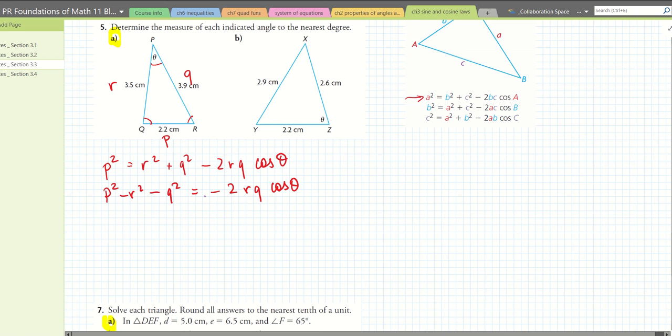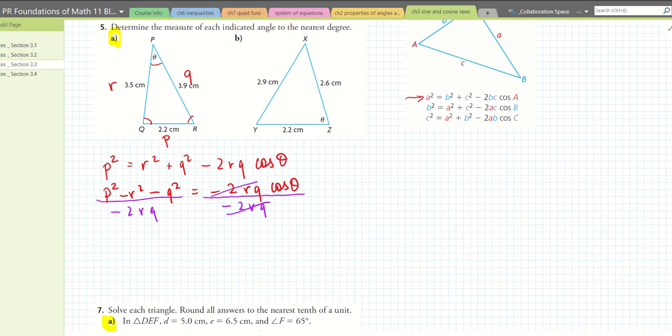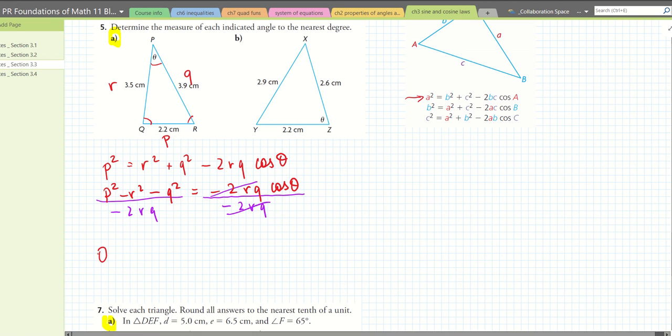Let me do this in a different color. I'm going to do negative 2rq here and divide by negative 2rq on the left side. On the right side, this will simplify away, and you're left with cosine theta by itself. Once you have cosine theta by itself, the last step is to take the inverse. To finally find theta, you're going to write theta equals cosine inverse of all this stuff on the left side: p squared minus r squared minus q squared over negative 2rq. Then you can plug in the numbers to get the value.